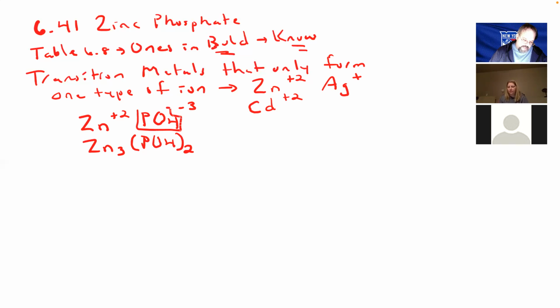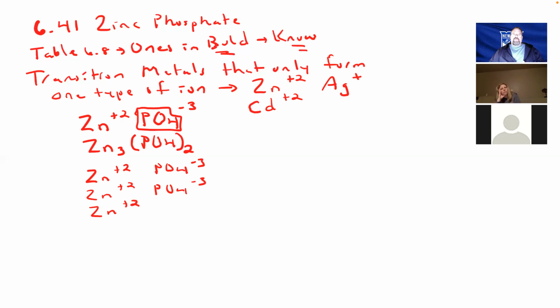One of the ways to look at the polyatomic ion is as a single unit. You can't separate it. So PO4 stays together. If we look at this a little deeper, you would have 3 zinc ions and 2 phosphate ions.